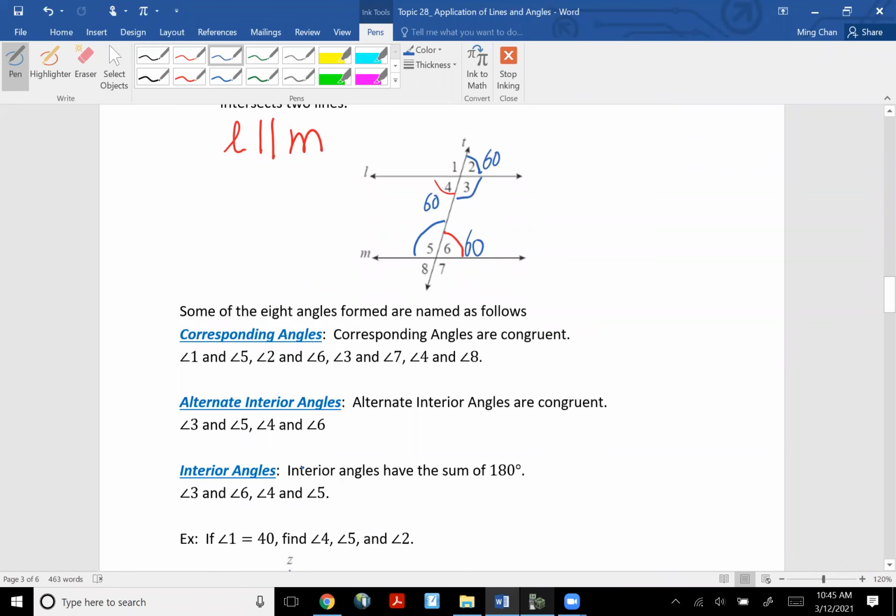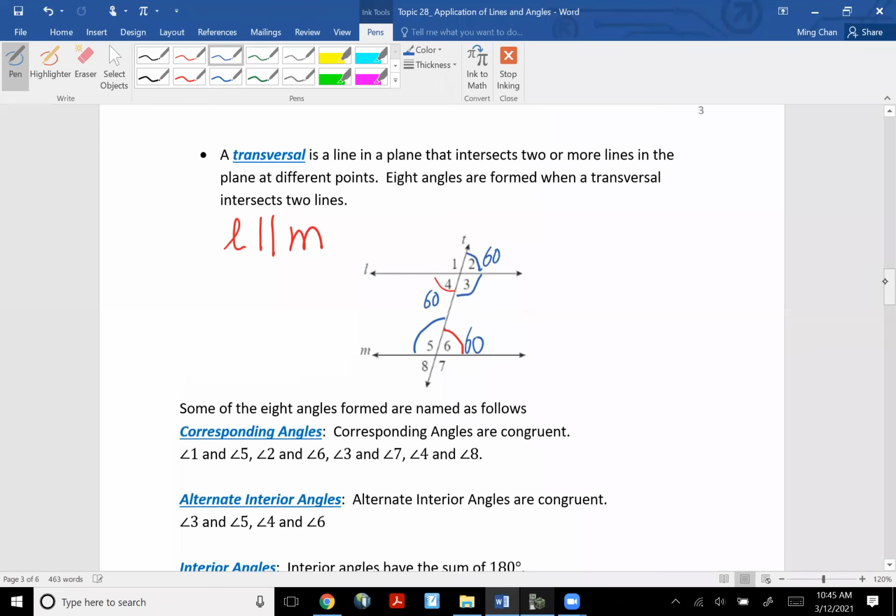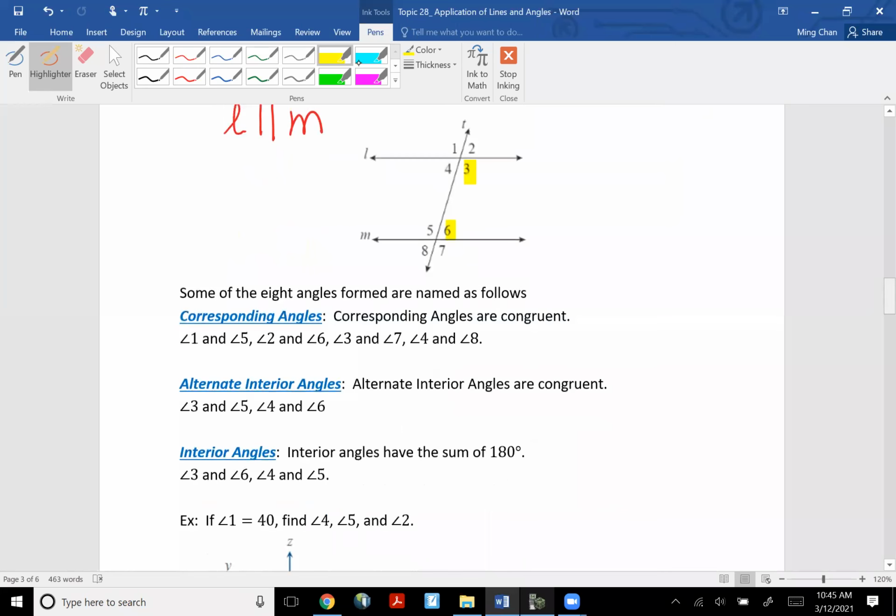Interior angles refer to angles between the parallel lines but on the same side of the transversal. So that's referring to angle 3 and angle 6 as interior angles. Angle 4 and angle 5 are interior angles. And interior angles always have a sum of 180 degrees.